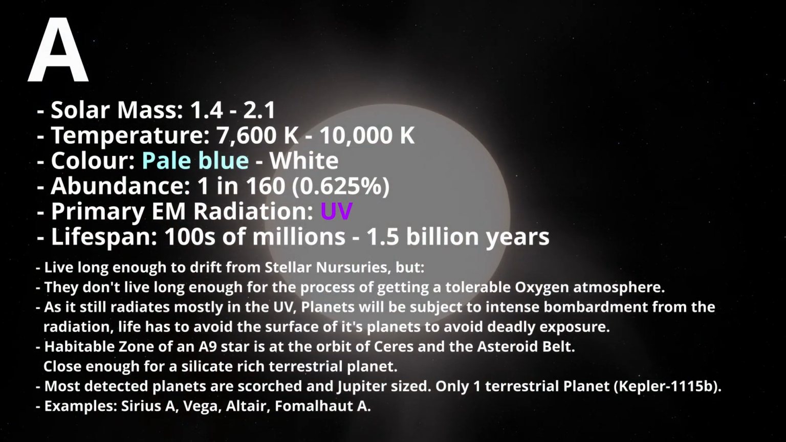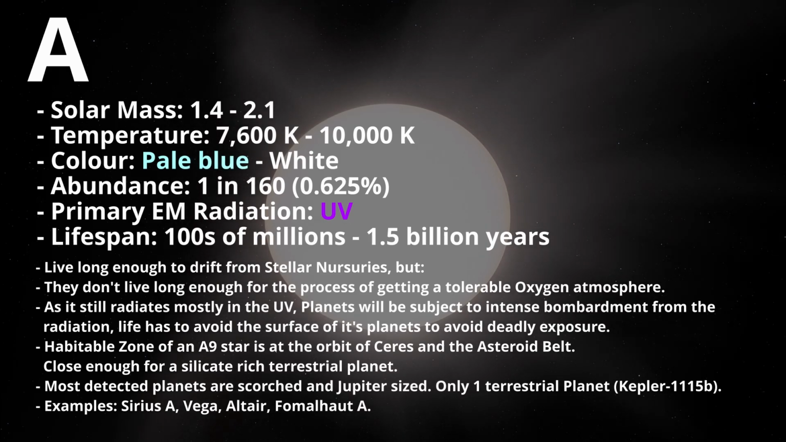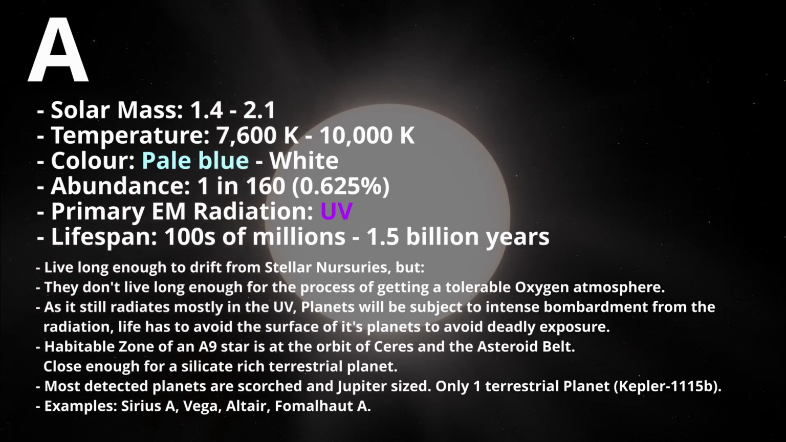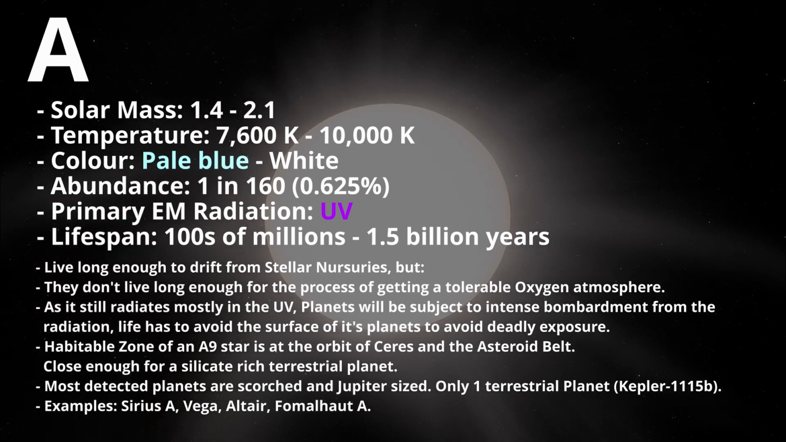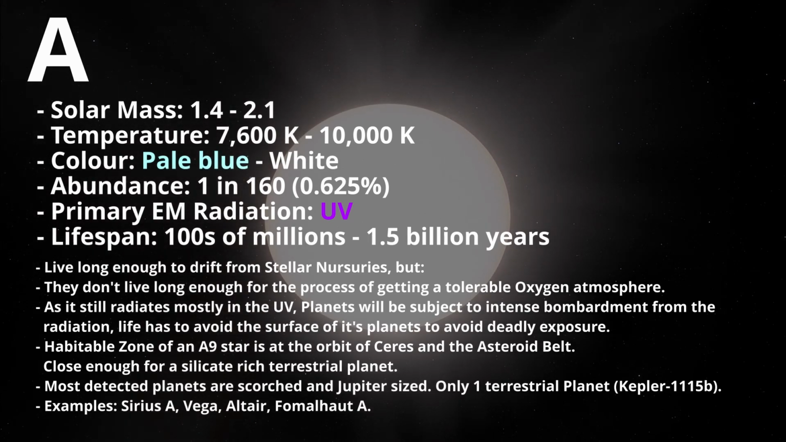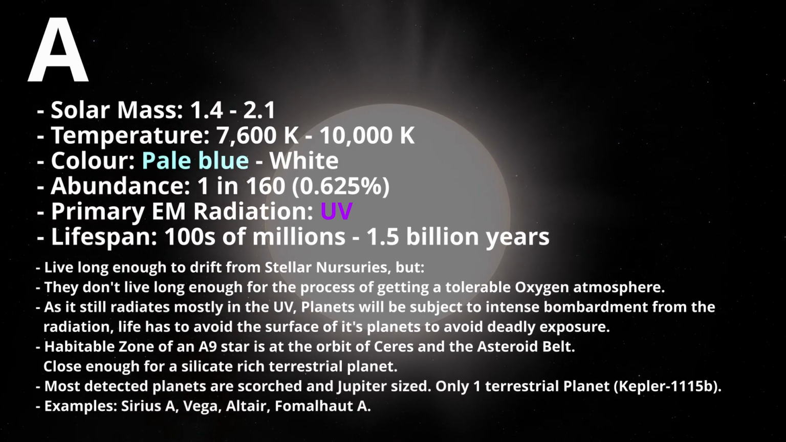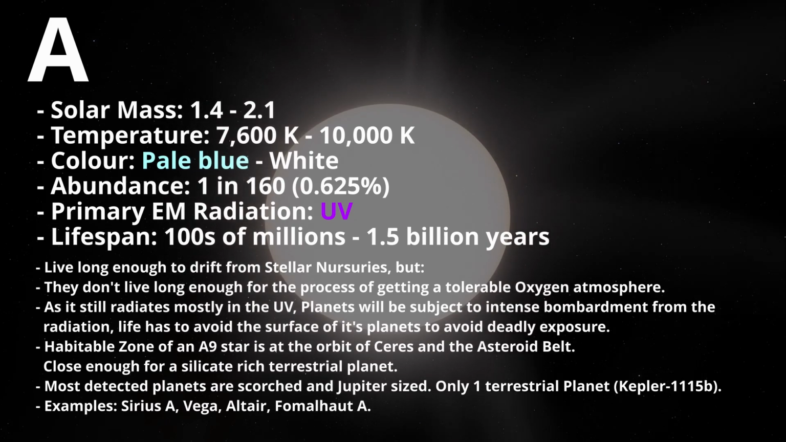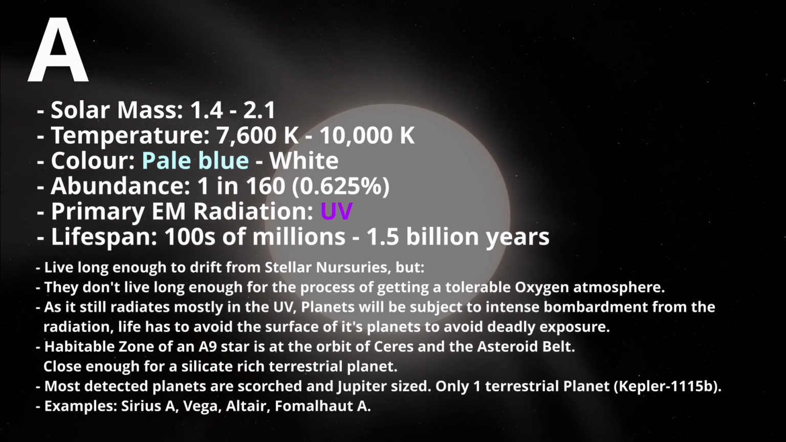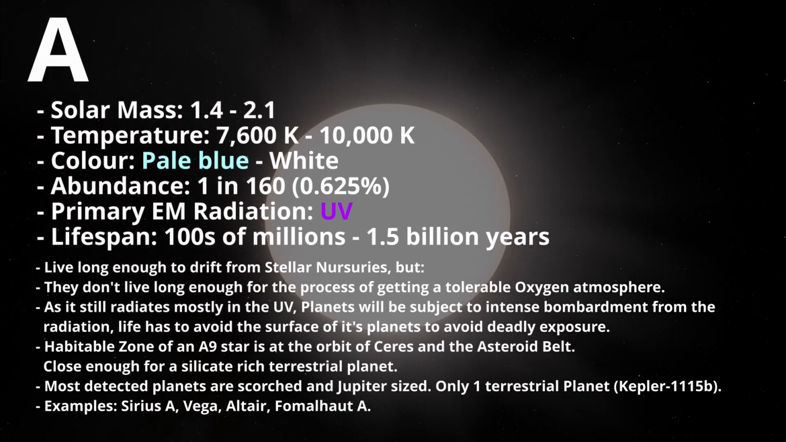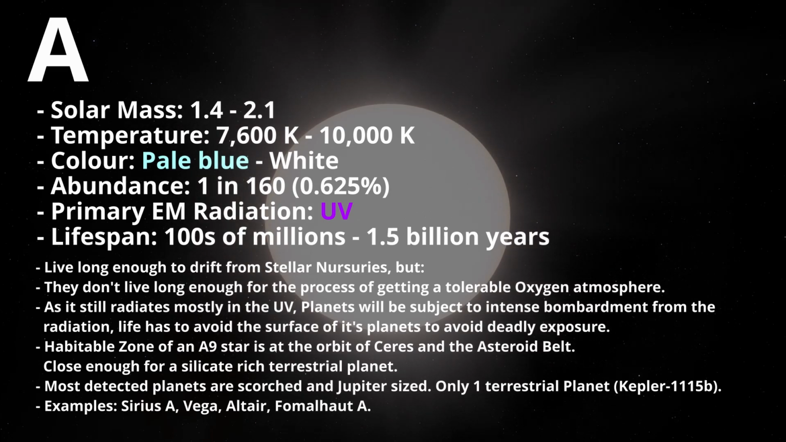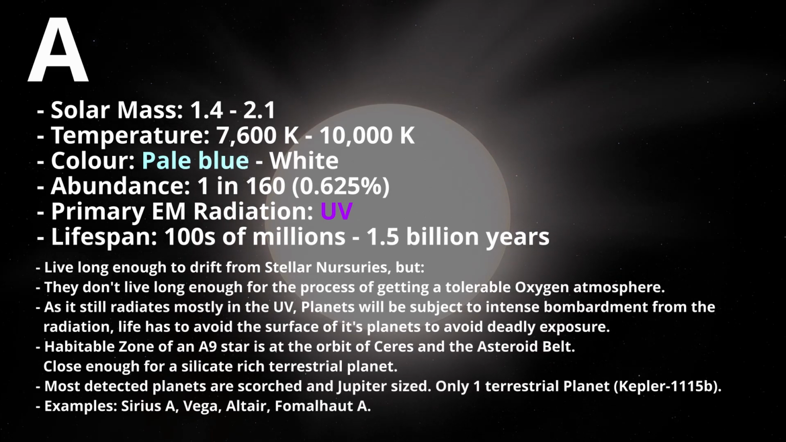A-type stars have solar masses between 1.4 and 2.1, with surface temperatures between 7,600 and 10,000 Kelvin. They shine with a white color, with some early A-type stars having a bluish tint to them. 1 in 160 stars are of this type. They typically last a few hundred million years before evolving into red giants. Late A-type stars such as Altair are over 1 billion years old, but it is unlikely for such a star to live longer than 1.5 billion years.